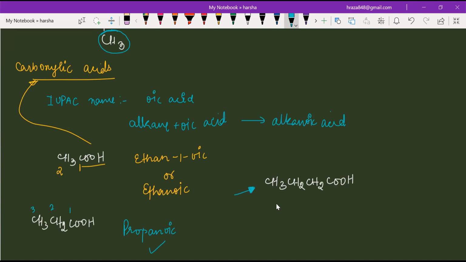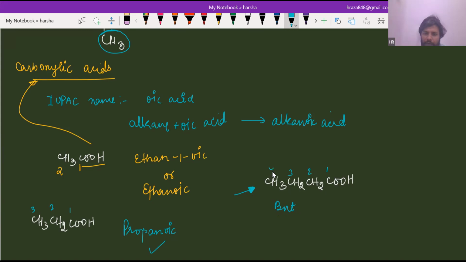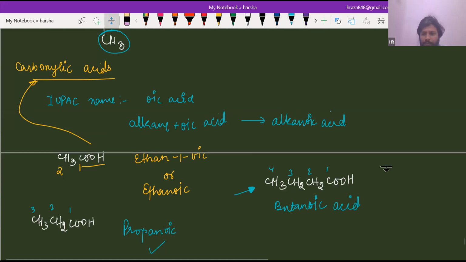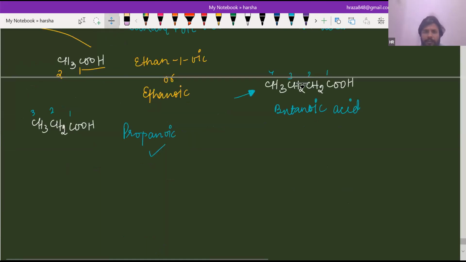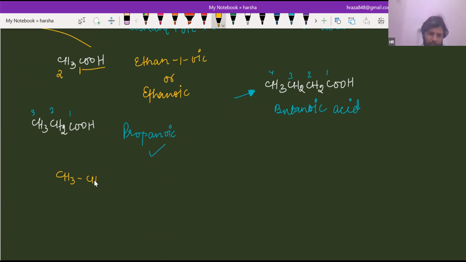Butanoic acid. Very good. 4 carbons are present here, so it will be but, and all are singly bonded between carbon. So butane 1-oic acid, or you can directly write butanoic acid. Very good. Now I am going to give you another question on this. Can anyone write the name of this?